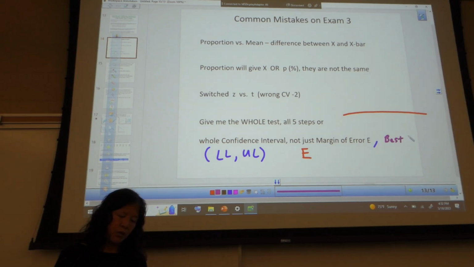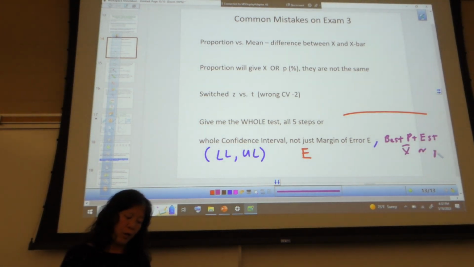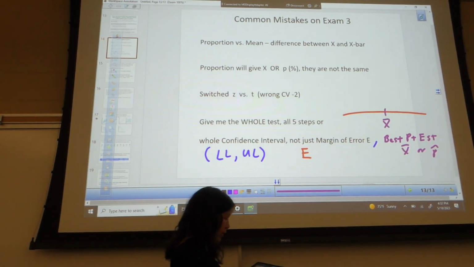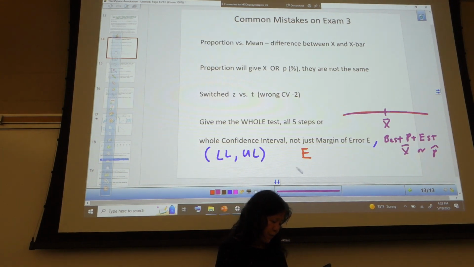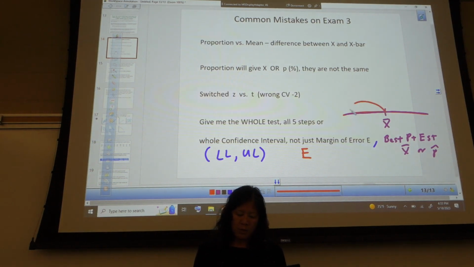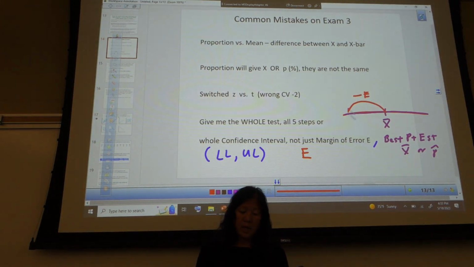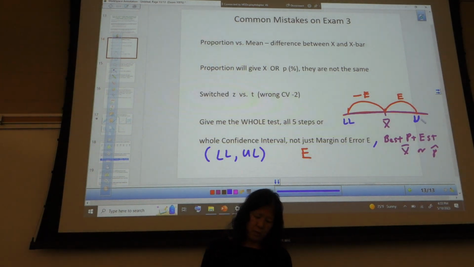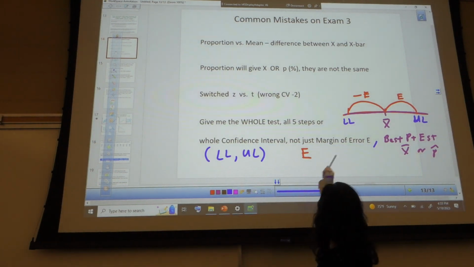You can call it best PE, or PTS if you want. That's going to be X bar or P hat, depending upon what you've got. That's the number in the middle. So my X bar is the number in the middle. And then from there, to find my confidence interval, I take that X bar, I subtract E to get to my lower limit, and I add E to get to my upper limit. So then I have my upper limit and my lower limit. All right, so those are kind of all the pieces.